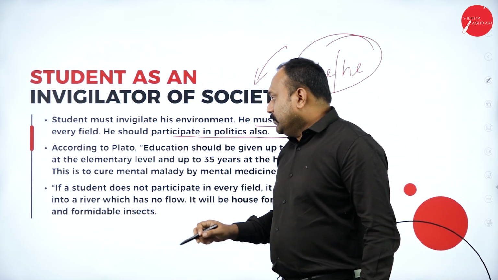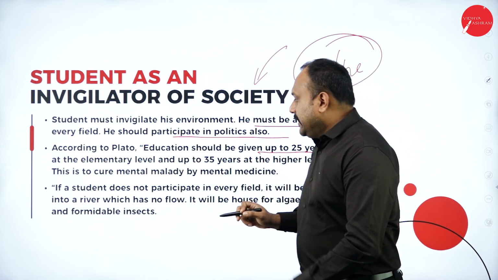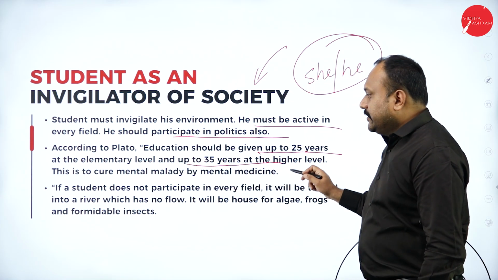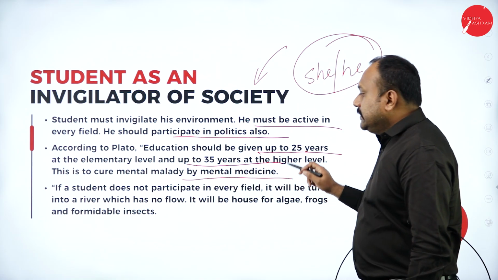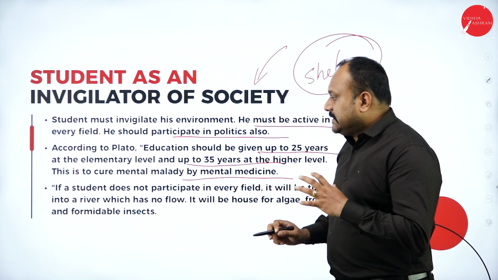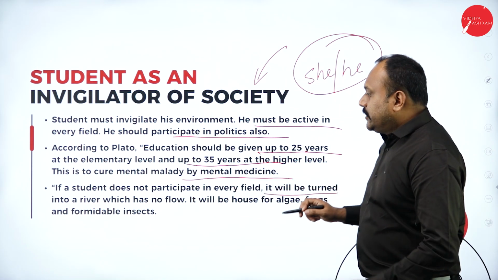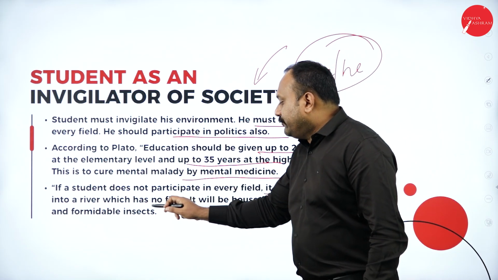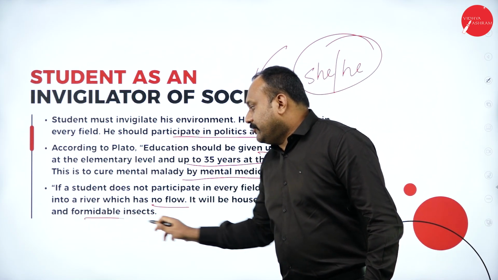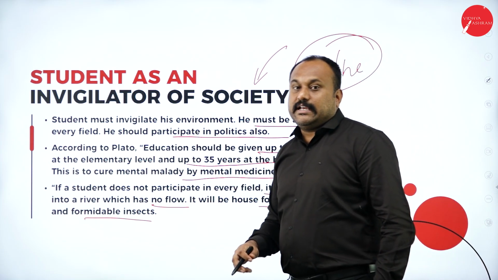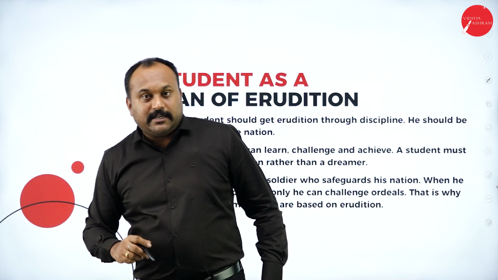According to Plato, education should be given up to 25 years at the elementary level and up to 35 years at the higher level. That is what he says. If a student does not participate in every field, it will turn into a river which has no flow. It will be the house for algae, frogs and formidable insects, is what he says. That's why we should be the invigilators of the society.